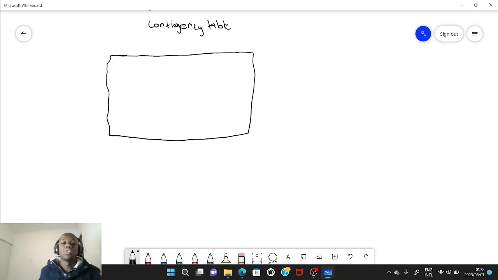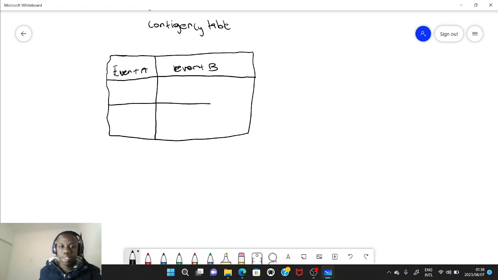Here I'm just going to generate an equation for you to be able to understand, right? So here I have event A, and then here I have event B. Just simply know that the first column represents your events in this case. The first column represents your events.